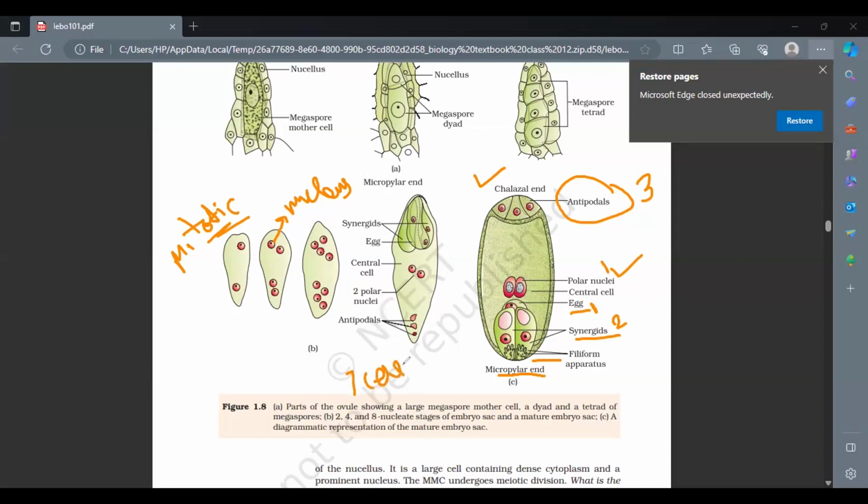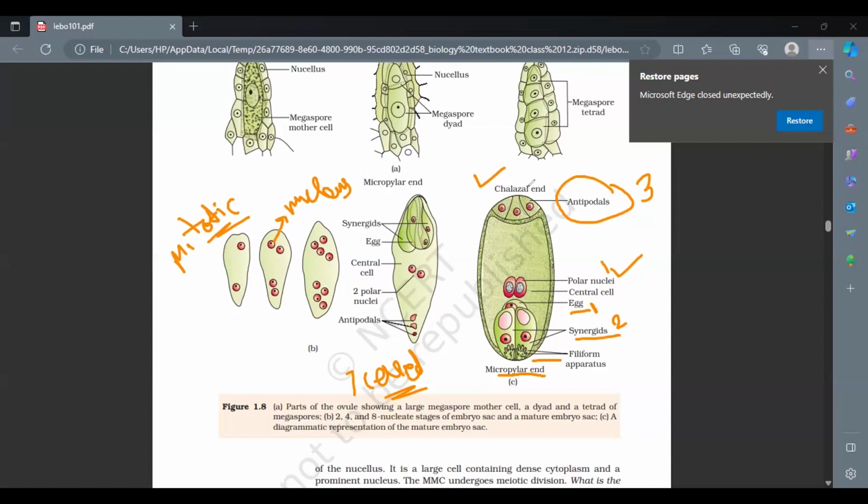This is very important. Every second year NCERT CBSE is asking this type of question in the board exam. So how am I counting the 7 cells? It is 3 on the antipodal side, 2 synergids, 1 egg cell. And this polar nuclei has 2 nuclei inside, but it is actually 1 cell. So it is a 7-celled structure.